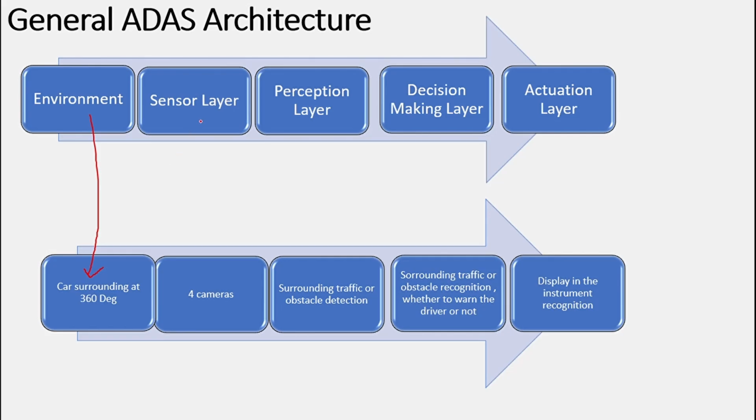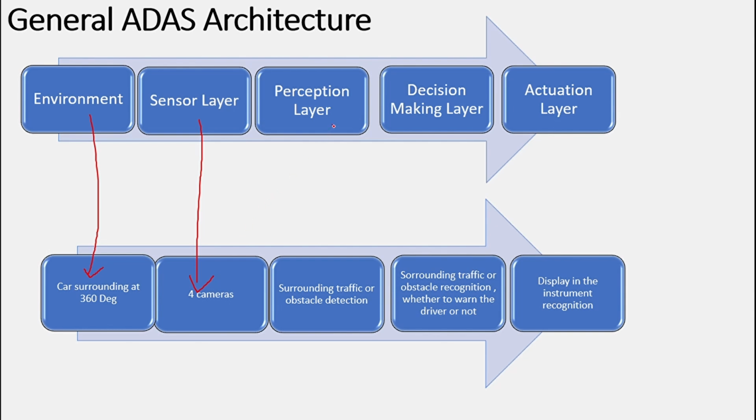This is the environment. This is the sensor layer, the 4 cameras. As you can see, I am mentioning only 4 cameras. There are no radars, there are no lidars, there are no ultrasonic sensors, because this strictly gives you a visual idea, a visual picture of the surroundings. That is the reason only cameras are the predominant sensors here.